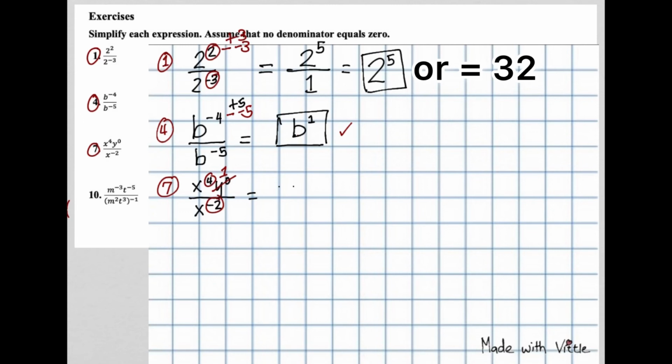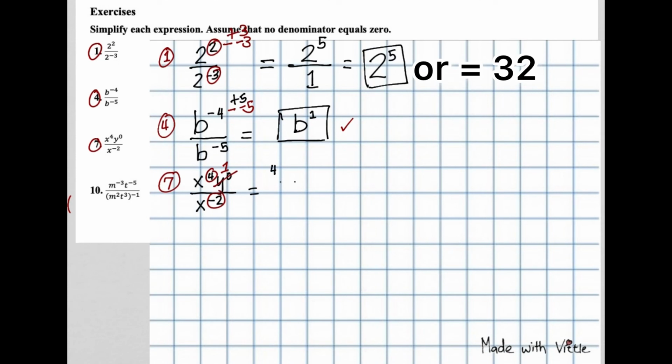Or if I apply the rules in adding integers, 4 minus negative 2, that's going to be the same as plus 2. So the power of x will be 4 plus 2 is 6, and it's positive, so this is our final answer. M to the negative third power, t to the negative fifth power, divided by m to the second power, t to the third power, close parenthesis, everything is raised to negative 1 power. Let's multiply first each power at the bottom by a negative 1 power.